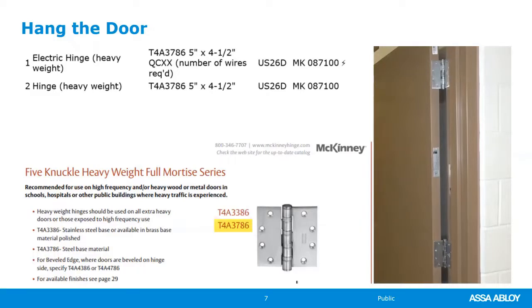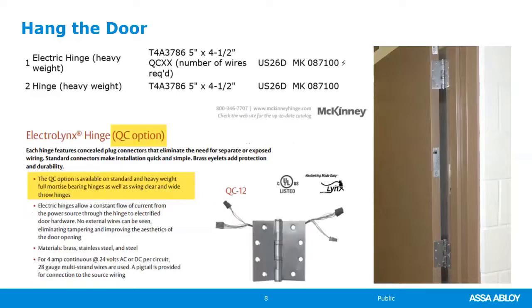We want to make sure to stay within the budget. The QC option is all of the ASSA ABLOY products come with the Electrolynx Harness. And so the McKinney hinge has the quick connect, which is just plug and play. The owners love this because it's really easy to troubleshoot the opening. If you do need to troubleshoot the opening, you can take the 4 screws off and pull these plugs apart and plug it into a Wiegand tester.